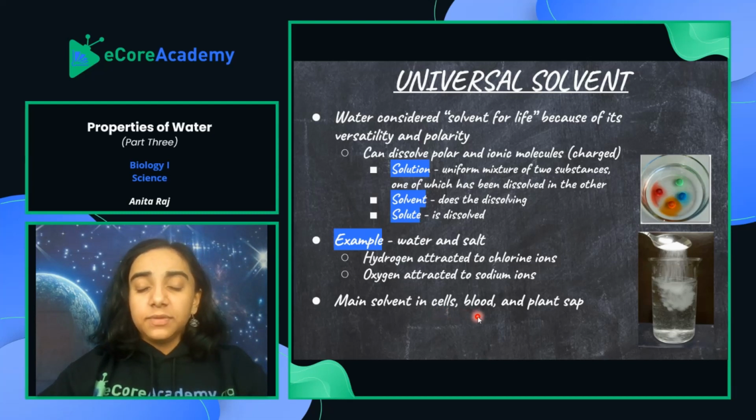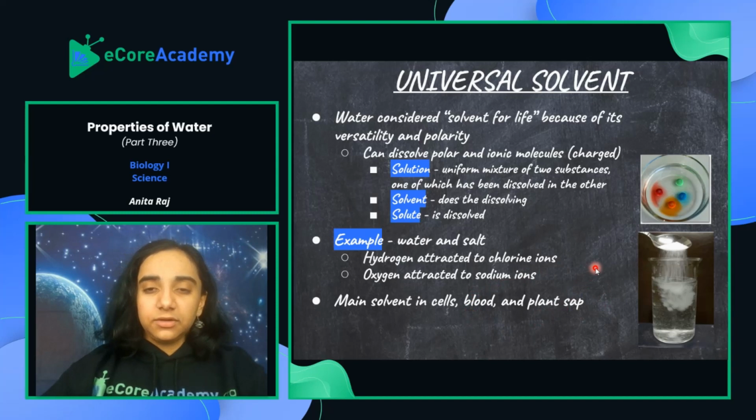Also in blood, the plasma in blood is made up of 91% to 92% water, and I think the rest of it is just made up of other things, other nutrients and things like that. Water dissolves those nutrients, and it makes it easier to carry them throughout the body. And lastly, plant sap is very similar to blood in that manner.